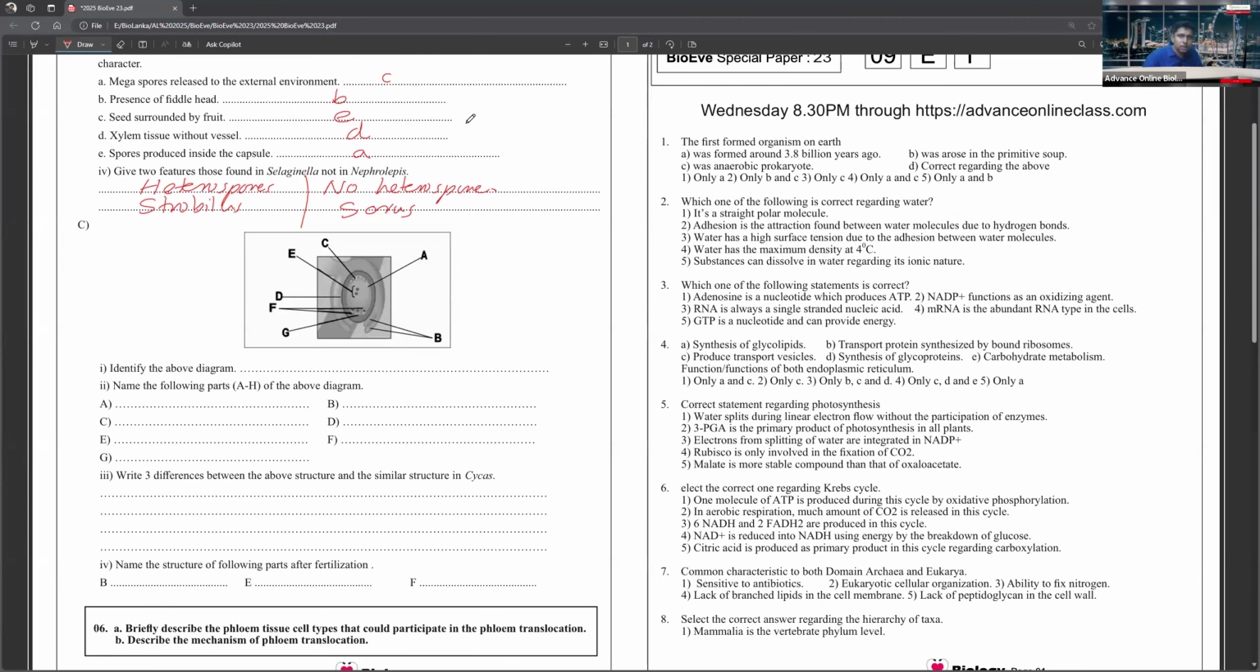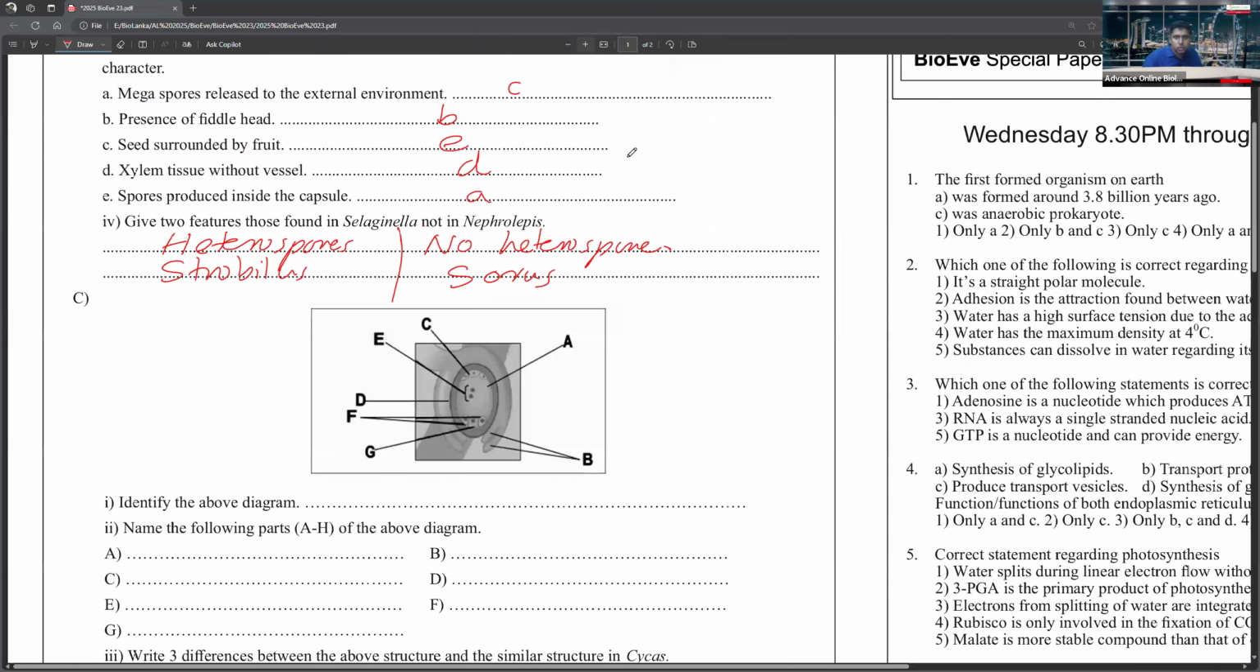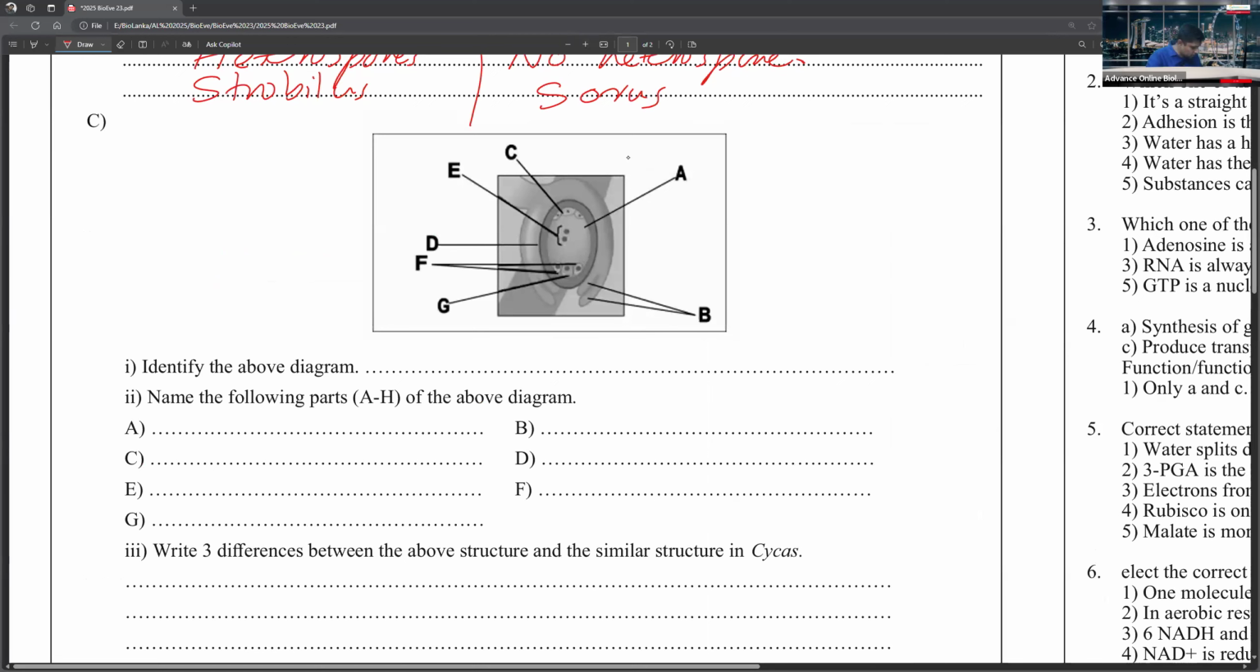Then, people, this diagram is showing you a plant. Identify the above diagram. This is, I'm taking, mature ovule of Anthophyta or flowering plant. Name parts A to H.